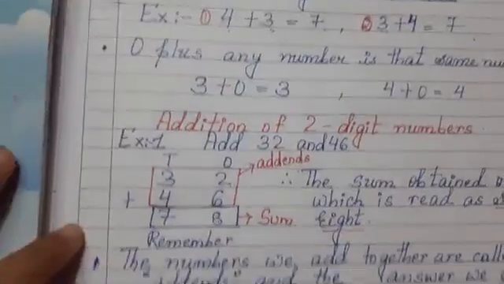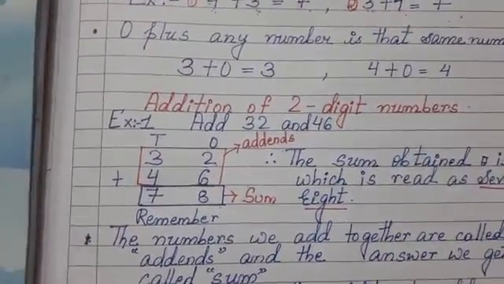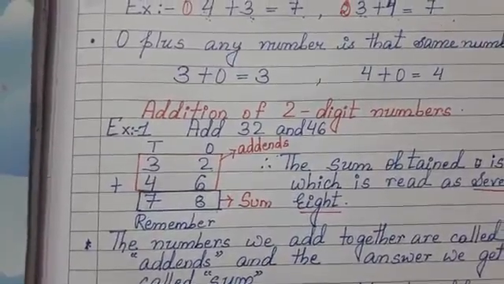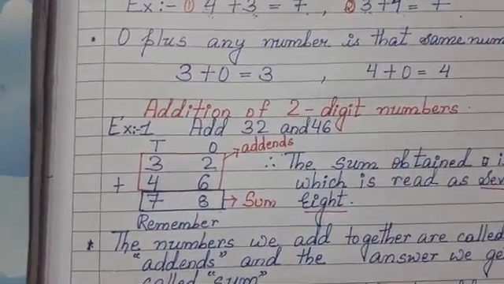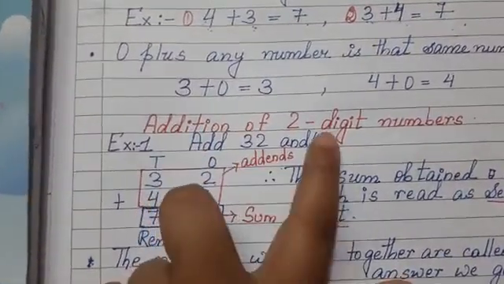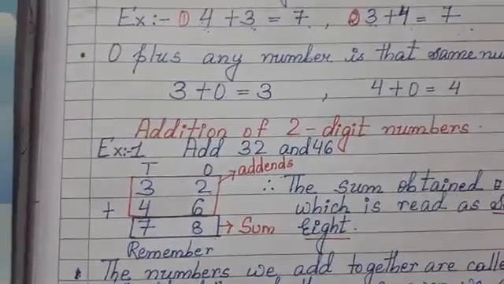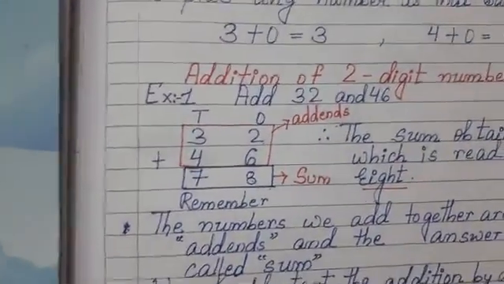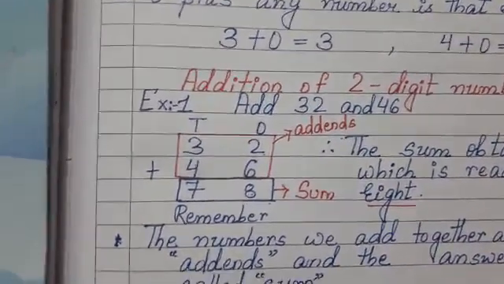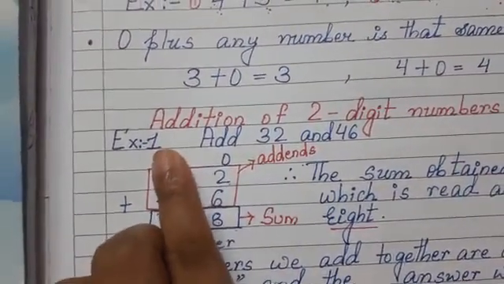Now children, we will learn how to add a two-digit number. In this video, we will learn addition of two-digit numbers and three-digit numbers. So first, what we are going to read is addition of two-digit numbers without carryover. So let's start. We will solve an example.